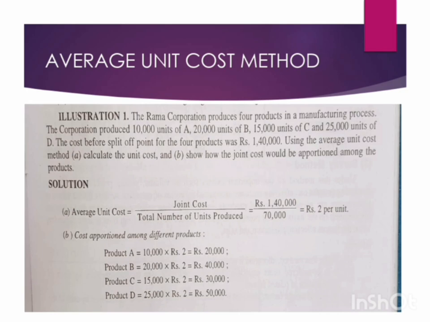Now we have to split up the portions of cost for A, B, C and D. So there are 10,000, 20,000, 15,000, 25,000 units produced. When we take 2 rupees per unit, then to produce 10,000 units, 10,000 into 2 rupees, we get 20,000. Likewise, we have to calculate for all the 4 products. By doing this, we can find out the cost apportioned among the different products.